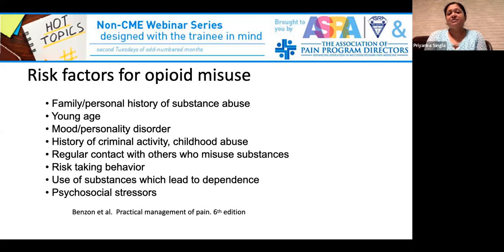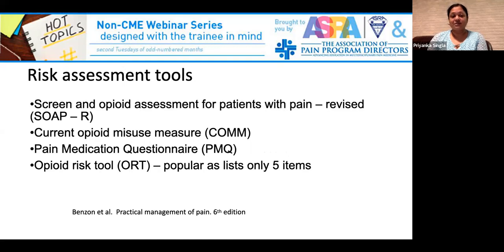The risk factors for opioid misuse, this is from the Benzon textbook: family and personal history of substance abuse, young age, mood or personality disorder, history of criminal activity, childhood abuse, regular contact with others who misuse substances, risk-taking behavior, use of substances which lead to dependence, and psychosocial stressors.